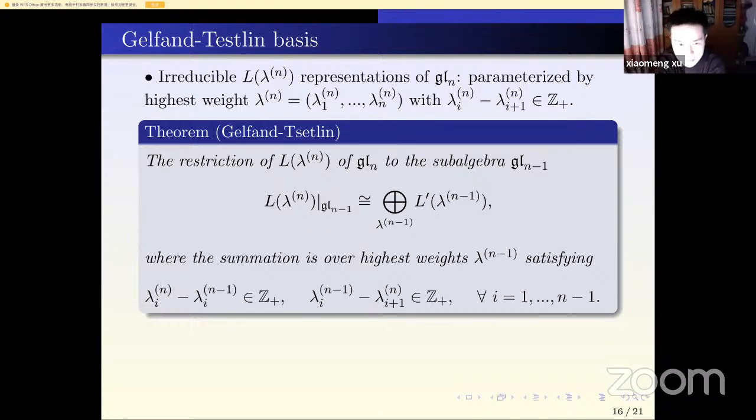Then the restriction of this highest weight representation is isomorphic to the direct sum of the irreducibles of GO(N-1), where the summation is over the highest weights of GO(N-1) which satisfy the following interlacing relations between its components. So this lambda^(n-1) is simply a highest weight of GO(N-1). Therefore, it includes n-1 numbers. So these numbers are labeled by lambda^(n-1)_1 up to lambda^(n-1)_{n-1}.